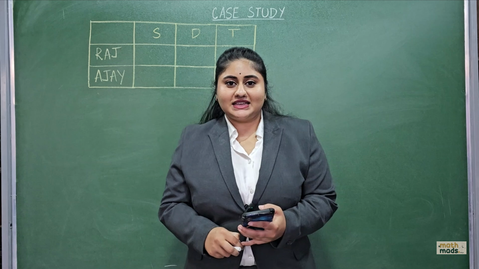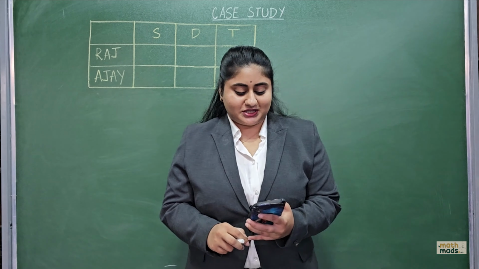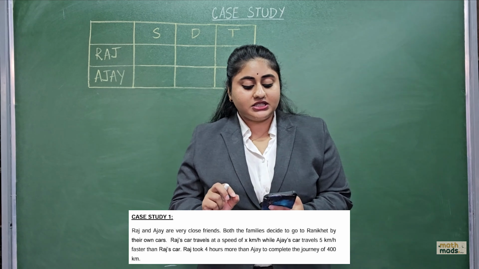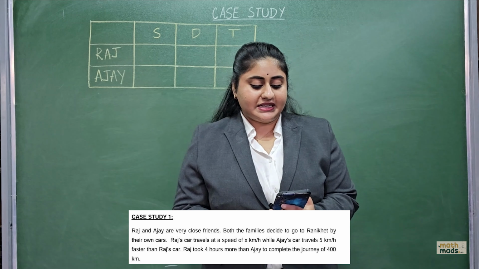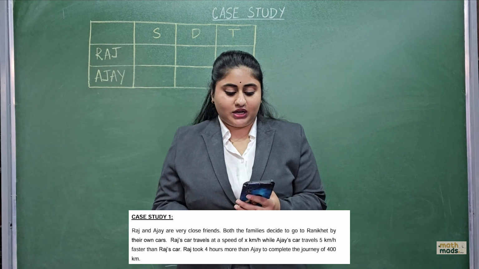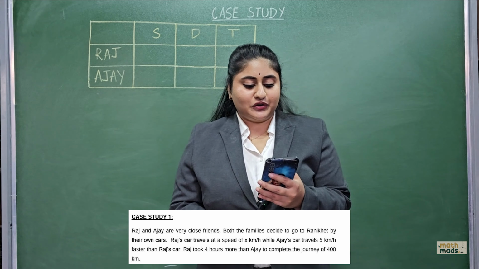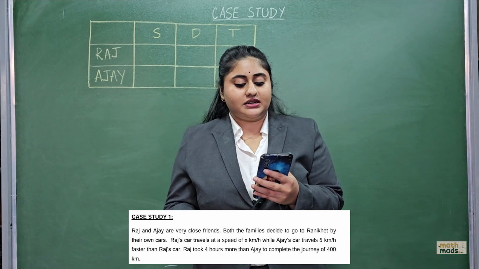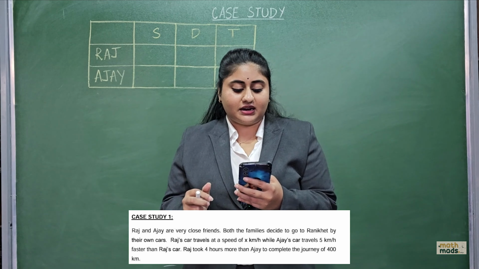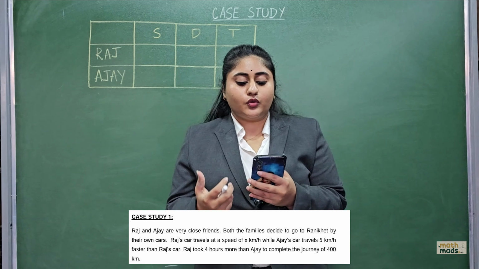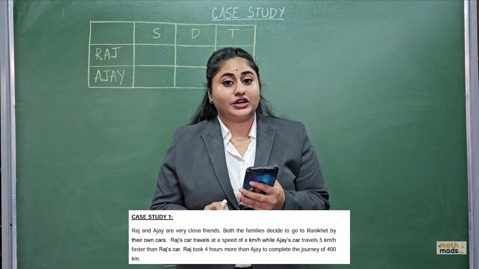Today, let's discuss some case study problems in quadratic equations. The first question is, Raj and Ajay are very close friends. Both the families decide to go to Raniket by their own cars. Raj's car travels at a speed of X km per hour, while Ajay's car travels 5 km per hour faster than Raj's car. Raj took 4 hours more than Ajay to complete the journey of 400 kilometers.